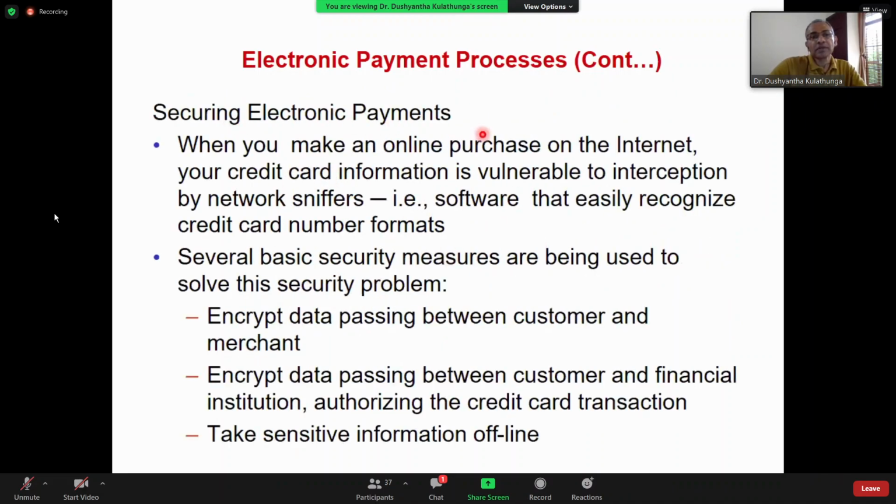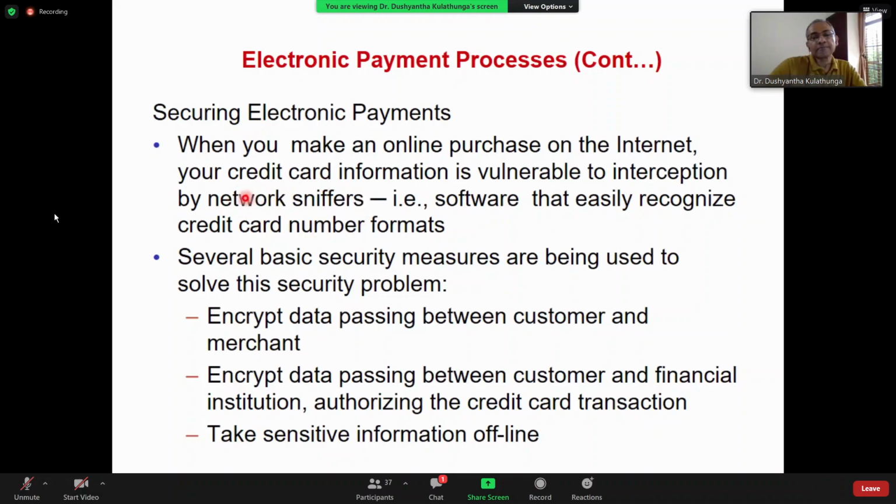Then securing electronic payments is another aspect which we have to look at. When you make an online purchase on the internet, your credit card information is vulnerable to interception by network sniffers. Now, I mentioned that when you use credit card information, that can be stolen by a third party. So how does it take place? That means a third party intercepts the particular communication.